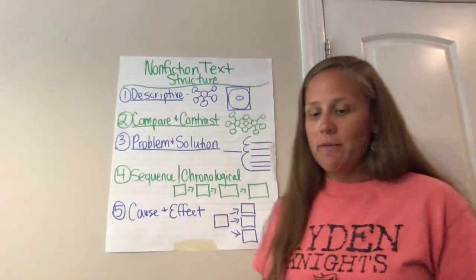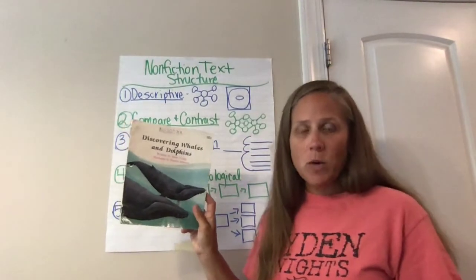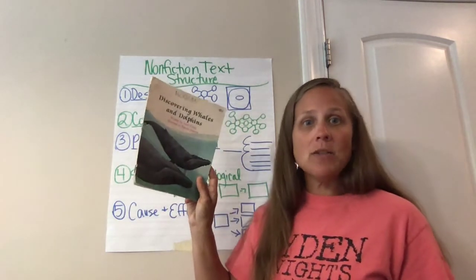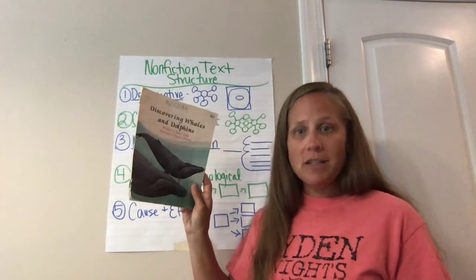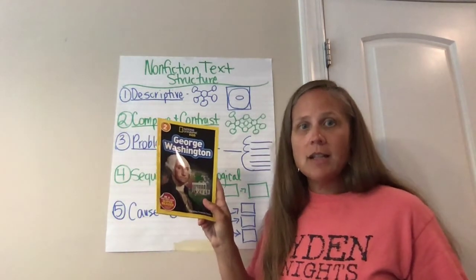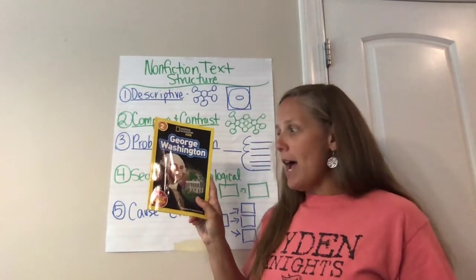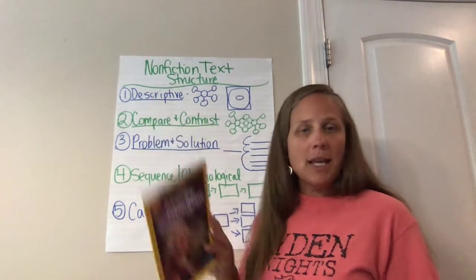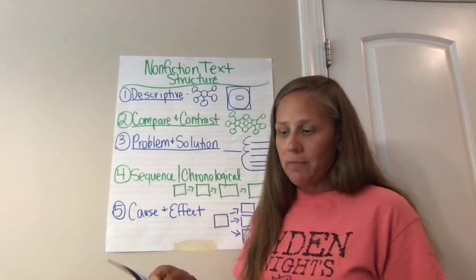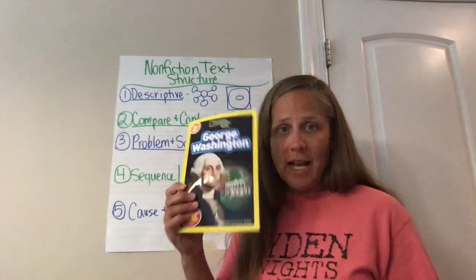Then we have Discovering Whales and Dolphins. What did you say? If you said compare and contrast, you are correct. It tells how whales and dolphins are similar and different. All right, George Washington, what did you say? Descriptive. It describes George Washington. Why is he important? What did he do? What effect did he have on our society?